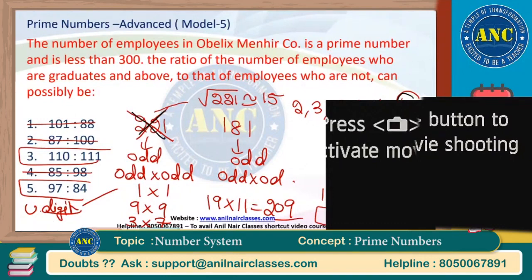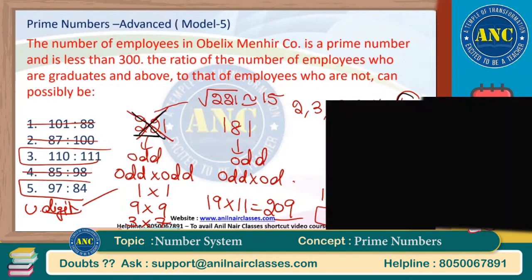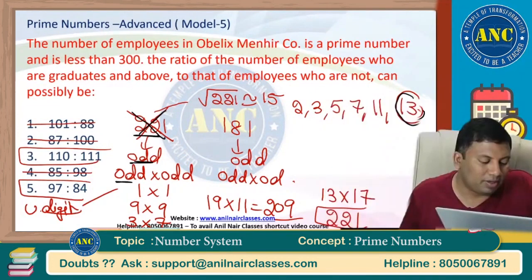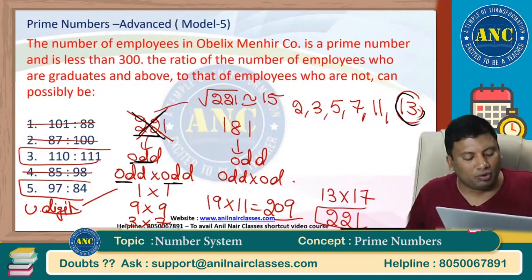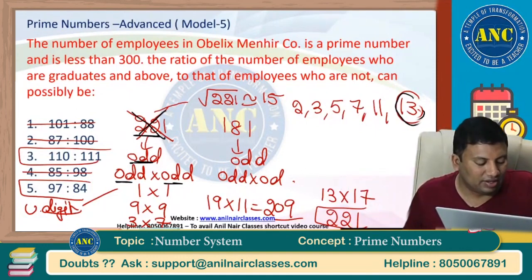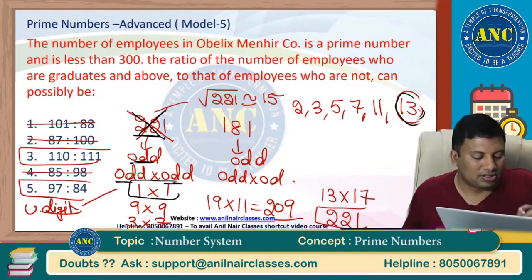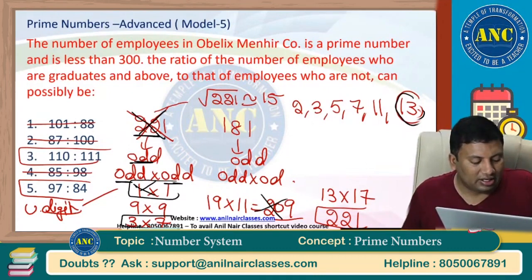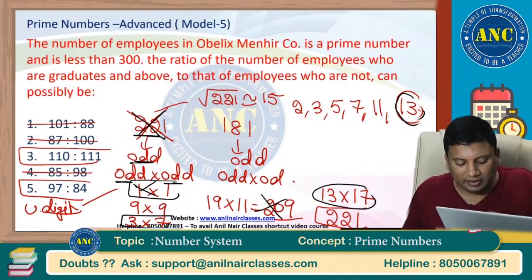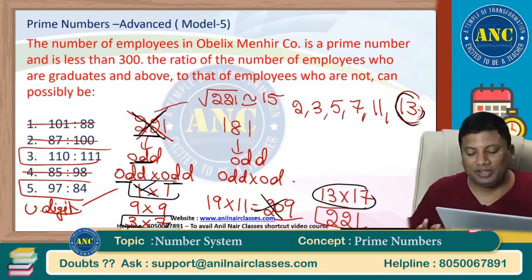What did I do? 221 is an odd number. An odd number can be formed only by the product of two odd numbers. 1 into 1 is 1, 9 into 9 is 81, 3 into 7 is 21. So 1 into 11 into 11, not possible, it is not divisible. 19 I took, it is 209, no. 13 into 17 I tried. I got 221. I hope the idea is clear.